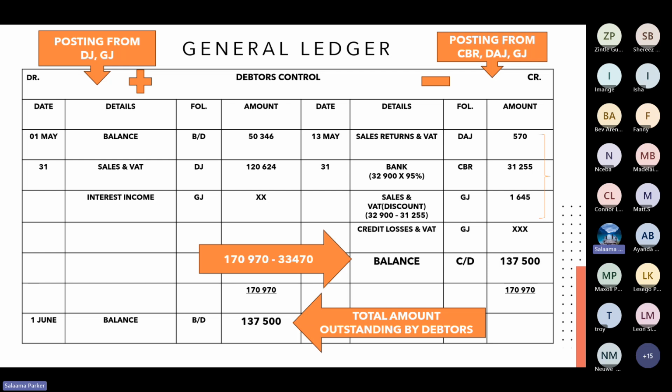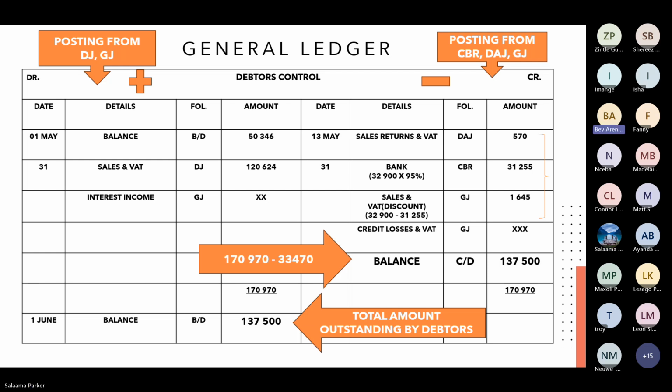Contra account: what is the other account? If I'm recording the entry on the debit side, what is the credit account's name? If I'm recording an entry on the credit side, what is the debit account's name? Always cross-reference the contra account. Over to you, Bev, if you could just give some input over here. Thank you.